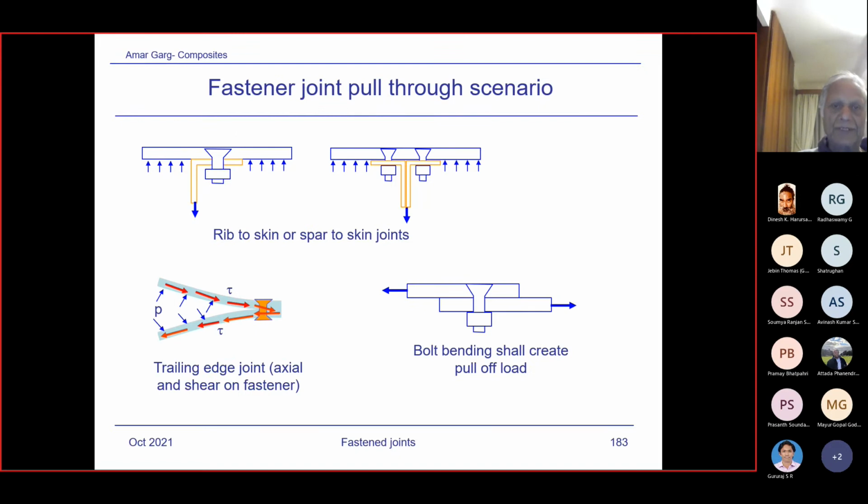Okay, fastener joint pull-through scenarios. Pull-through can occur in such situations, you see, and fail a joint. The bolt bending case will also create bolt pull-through. When the shear is at high load, the fastener tries to rotate, bending occurs, and it tries to pull through. So there are various cases, and that is why bolt pull-through has to be considered.